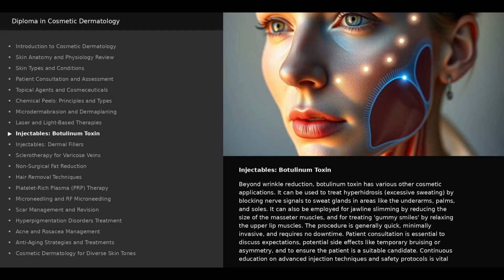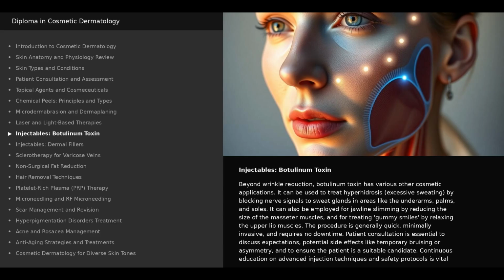Beyond wrinkle reduction, botulinum toxin has various other cosmetic applications. It can be used to treat hyperhidrosis, excessive sweating, by blocking nerve signals to sweat glands in areas like the underarms, palms, and soles. It can also be employed for jawline slimming by reducing the size of the masseter muscles, and for treating gummy smiles by relaxing the upper lip muscles. The procedure is generally quick, minimally invasive, and requires no downtime.